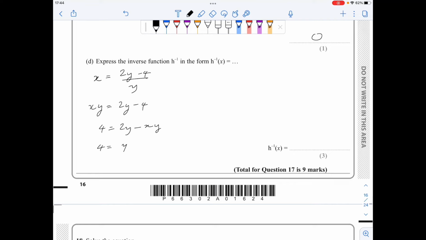Next step, take the y as a factor, and finally divide by the brackets. Hence, my inverse function is 4 over (2 minus x). Now, note that this is equivalent to writing the following. So both of these are accepted as the inverse function.